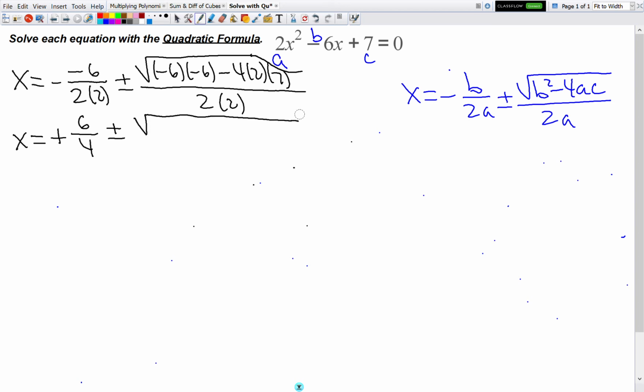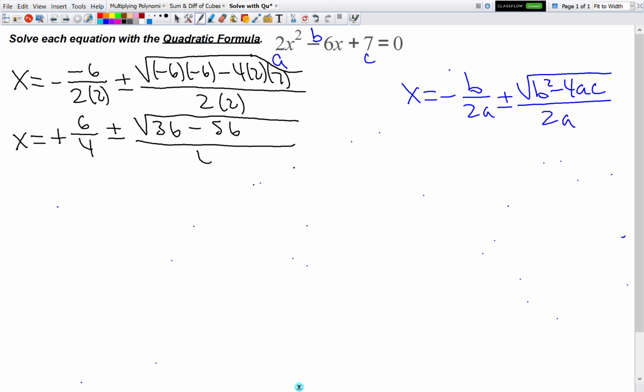Yeah, you're not in a rush. It's not a race. Okay. Test time, yeah, it's kind of like a race because you want to finish. But when you're trying to practice and get a good foundation, just take your time. Okay. So negative 6 times negative 6, that's 36. And then minus 4 times 2 times 7, that's 56.